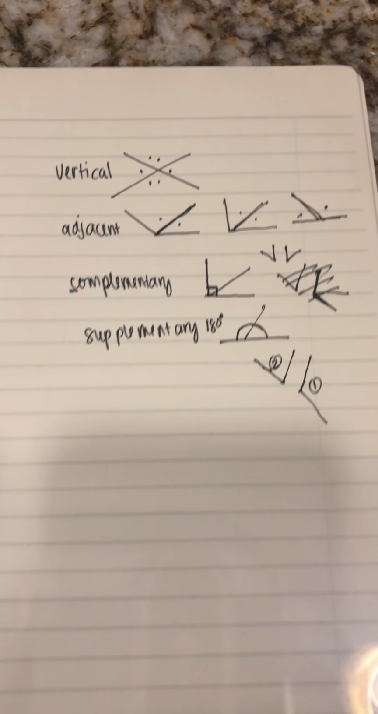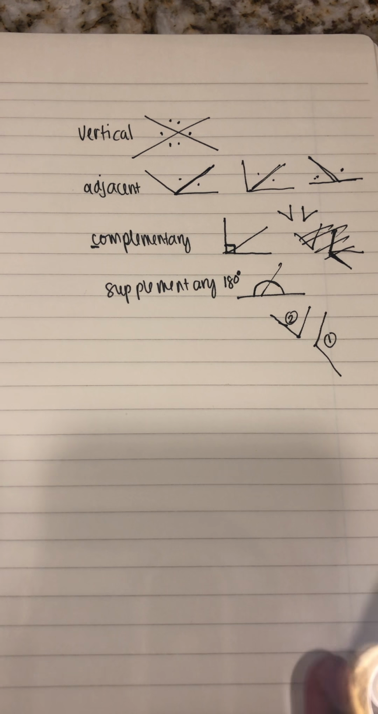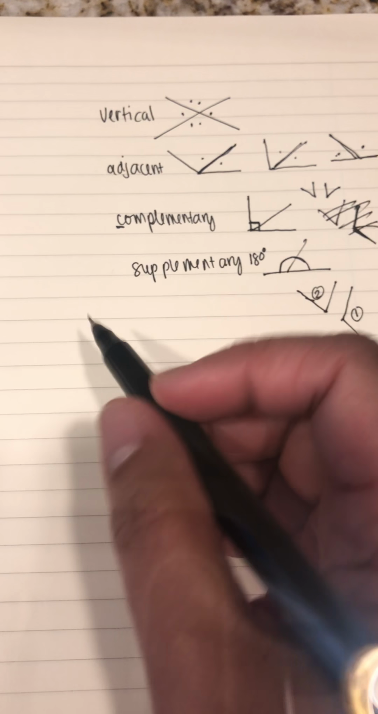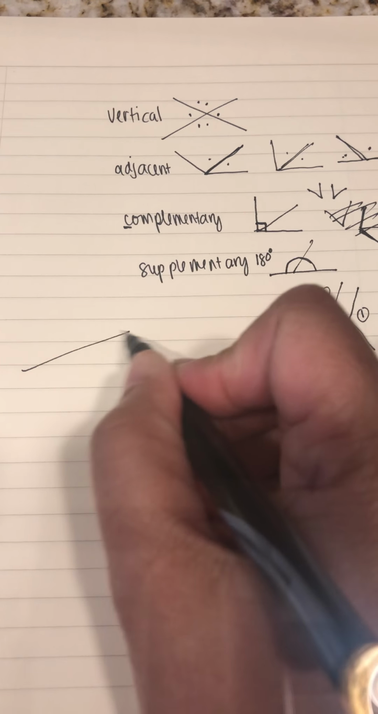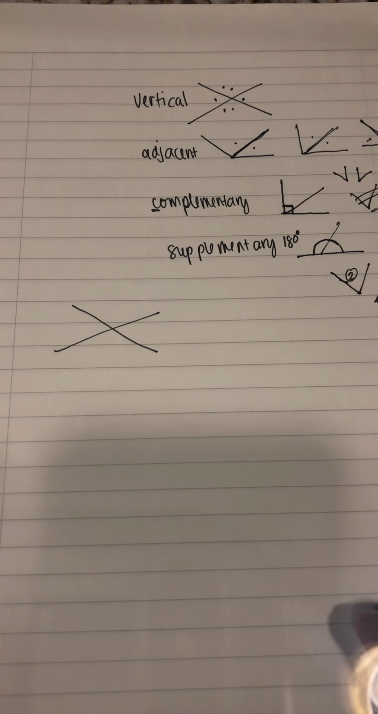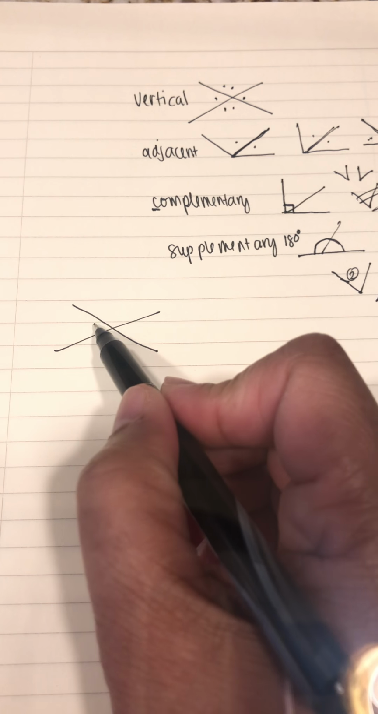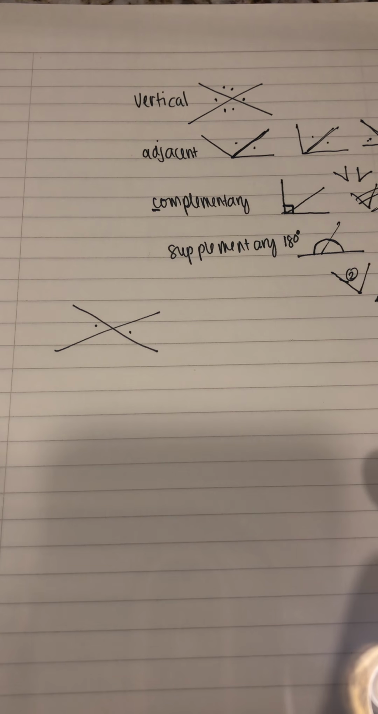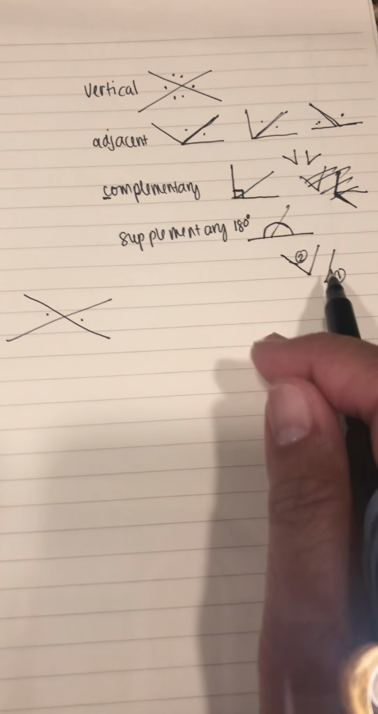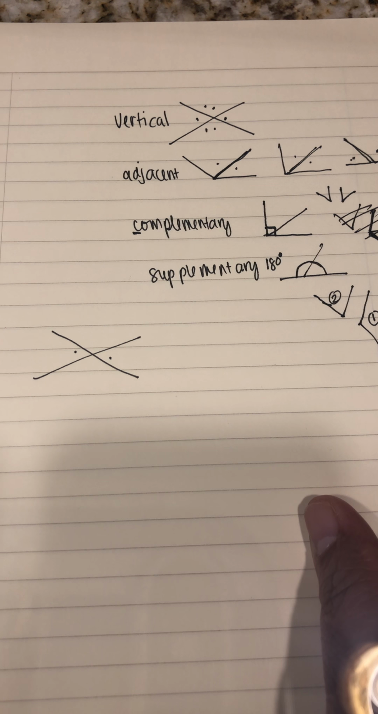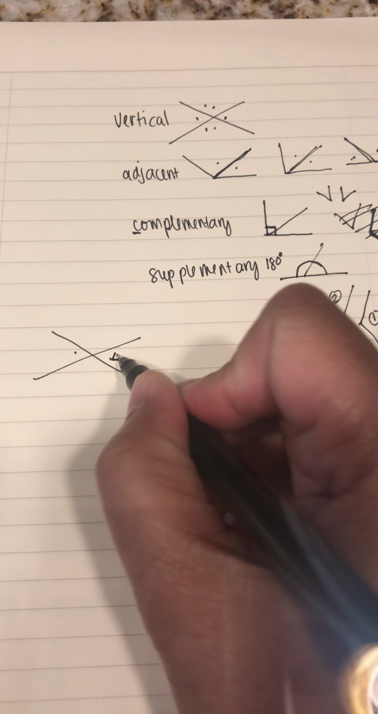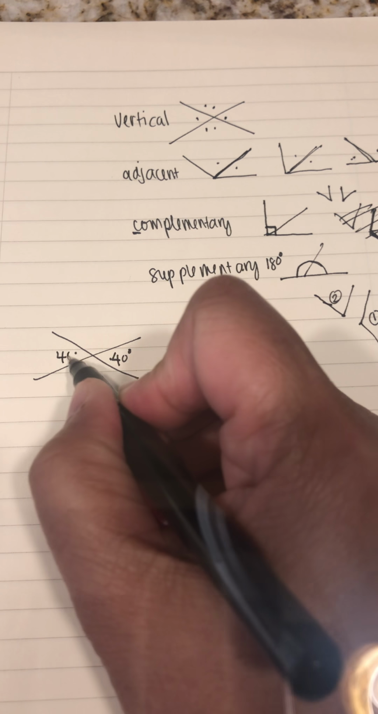Okay, so let's do some exercises here. So we have, let's see. Okay, so it forms an X. So what is the relationship between the 2? Vertical pairs. Okay, so now let's try. Oh, so also vertical angles are equal to each other. So if this is 40 degrees, this is also 40 degrees.